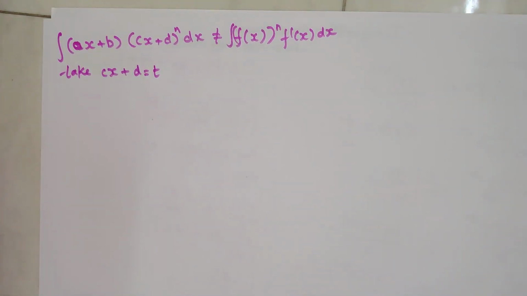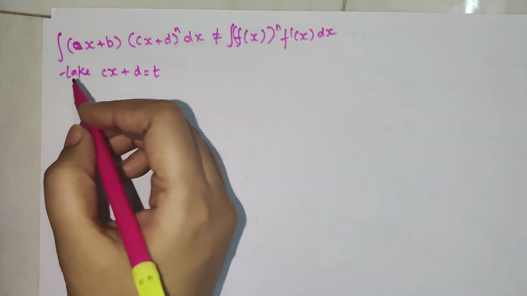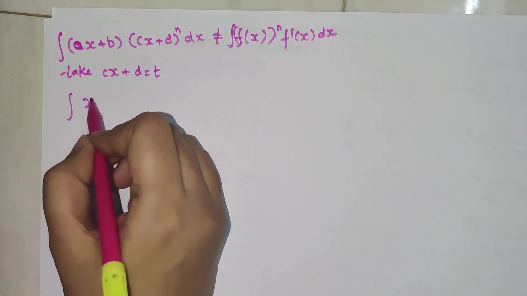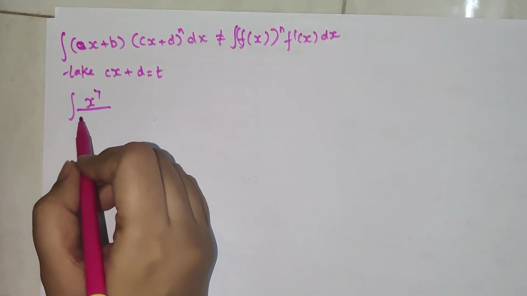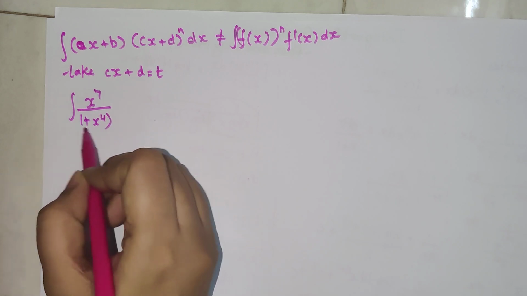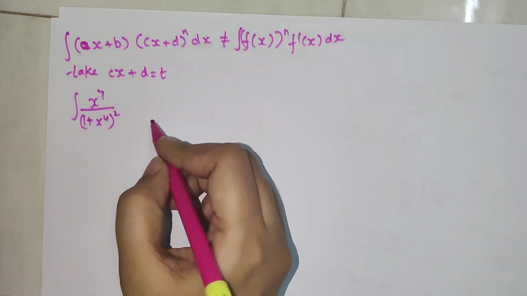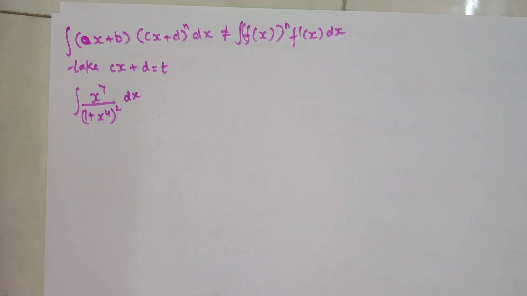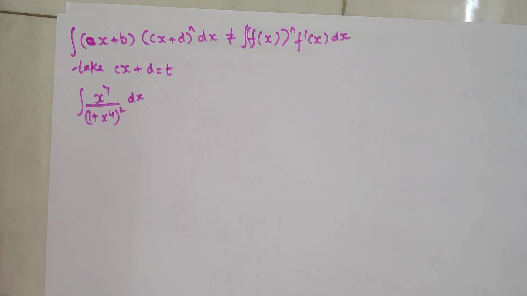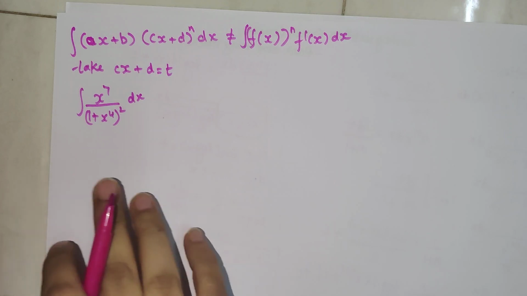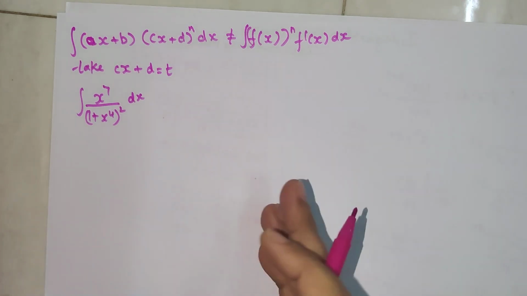And trust me, when you do that, after solving and putting everything in terms of dt and t, your entire question will become very simple. So let's take, for example, x raised to 7 the whole upon (1 plus x raised to 4) the whole square dx. Okay, one very silly question which my student asked, but that is something which a lot of students have a doubt about but they don't ask.